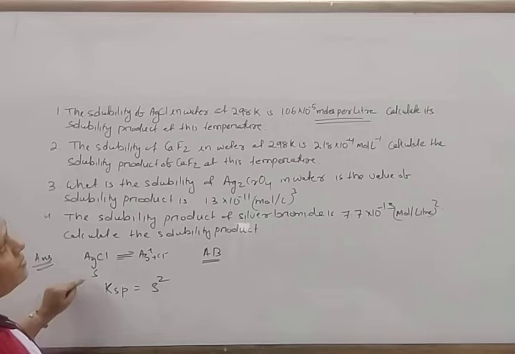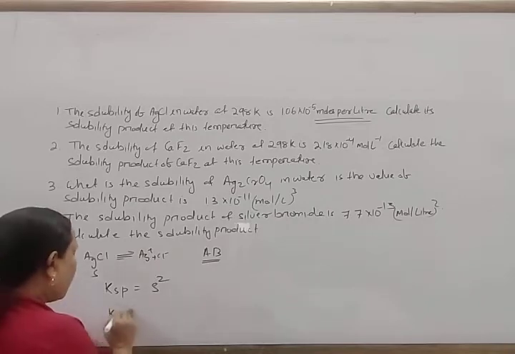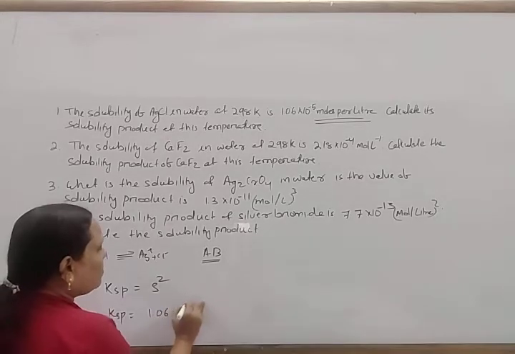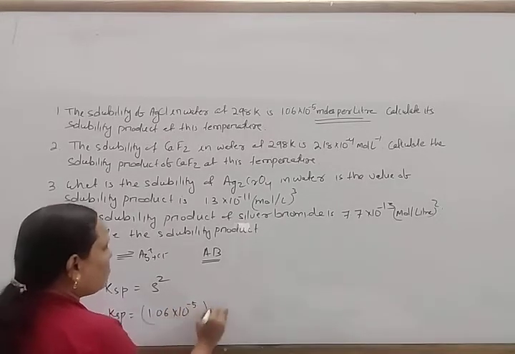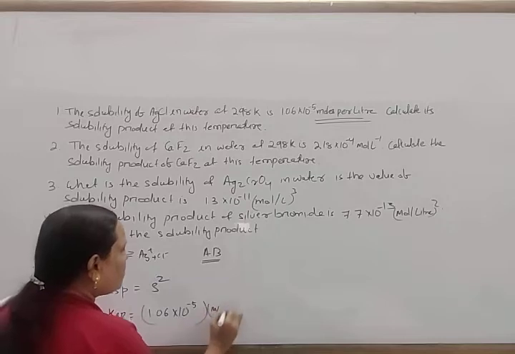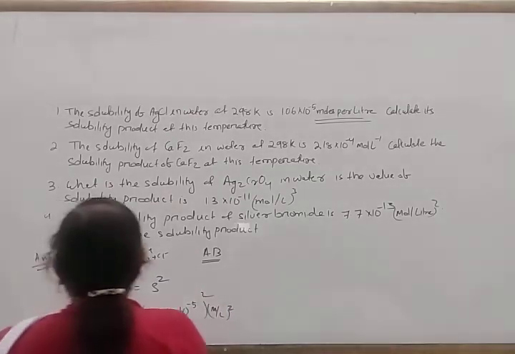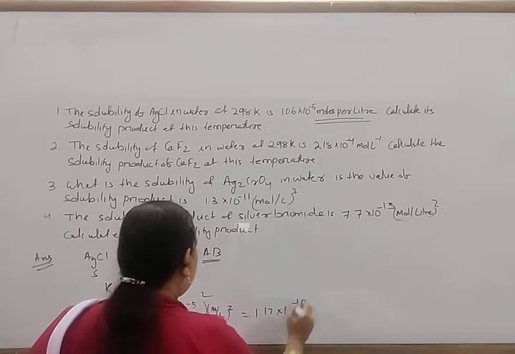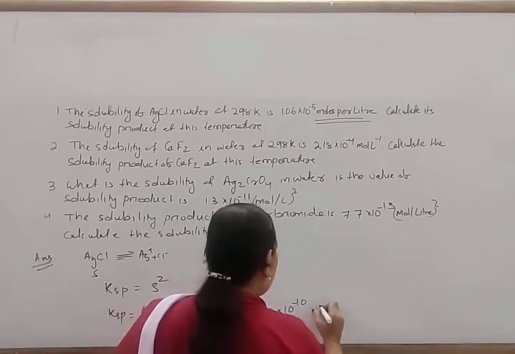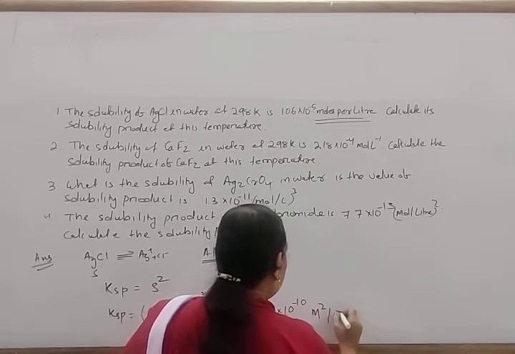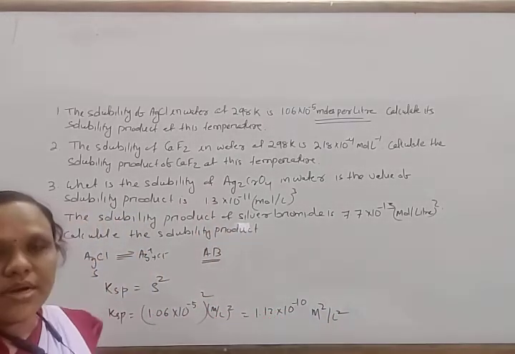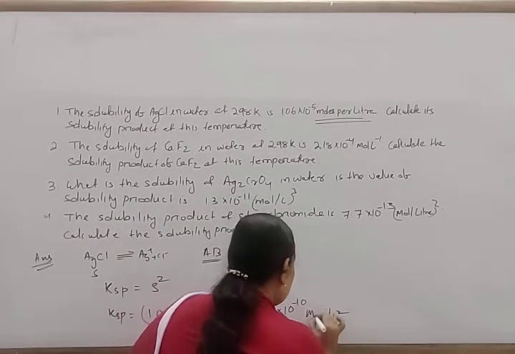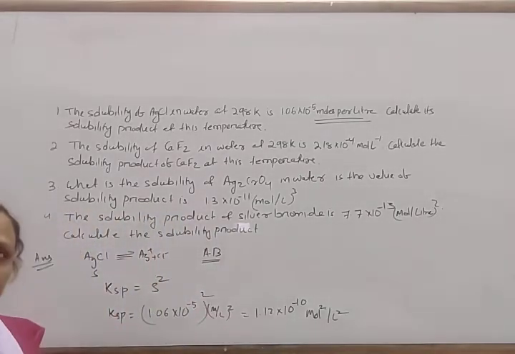So the solubility is given as S. So this Ksp is equal to 1.06 into 10 to the power minus 5 mole per liter squared. In this way, the answer is 1.12 into 10 to the power minus 10 mole square per liter square. Okay, mole square per liter square. In this way, you can find it out.